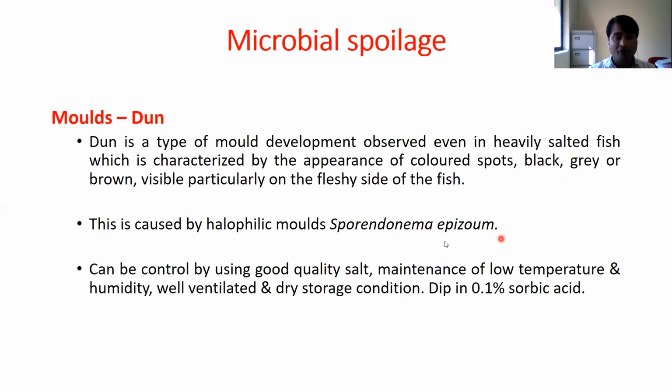Okay. How can we control it? It can be controlled by using good quality salt, maintaining low temperature and humidity, and well ventilated and dry storage conditions. So we have to provide these conditions during storage. Or we can dip into 0.1% sorbic acid. So we can prevent mold or dun spoilage.